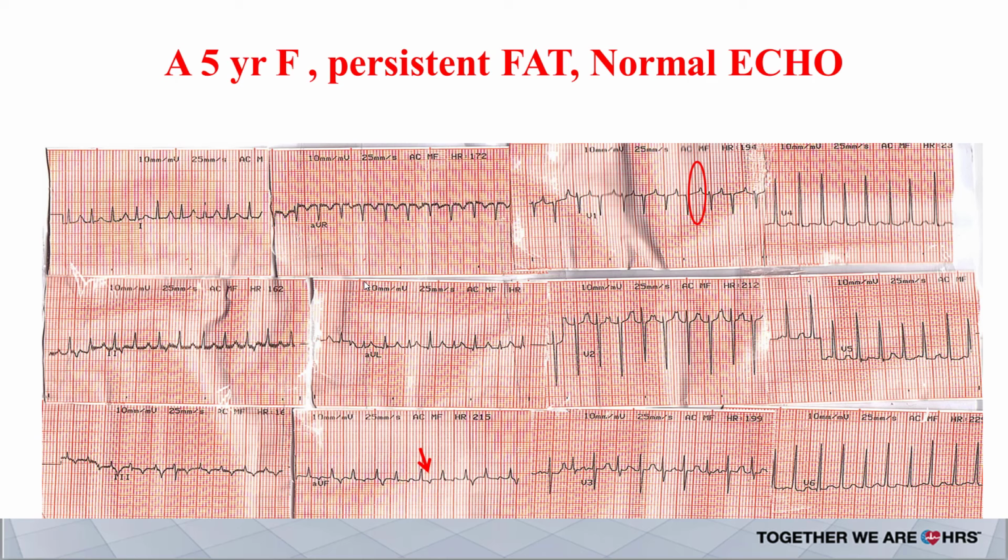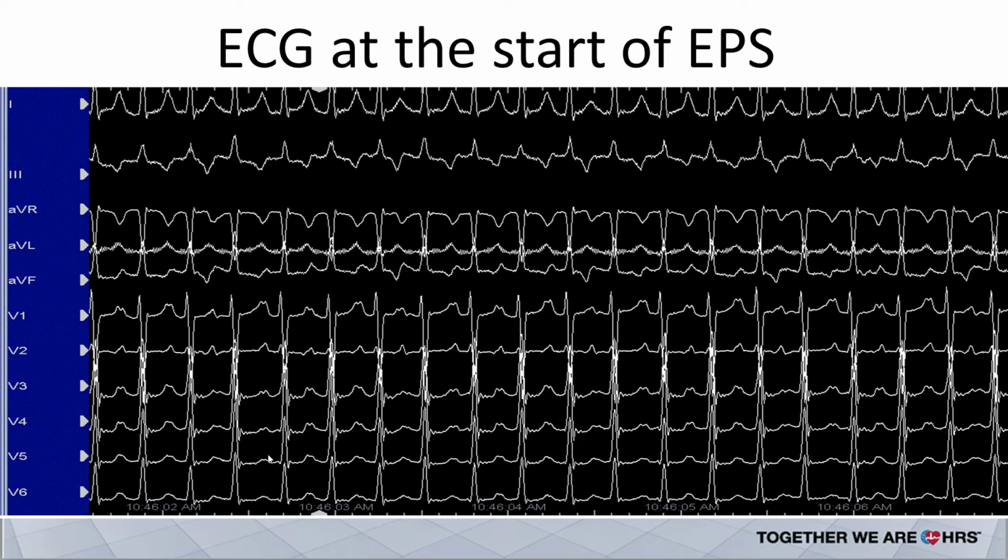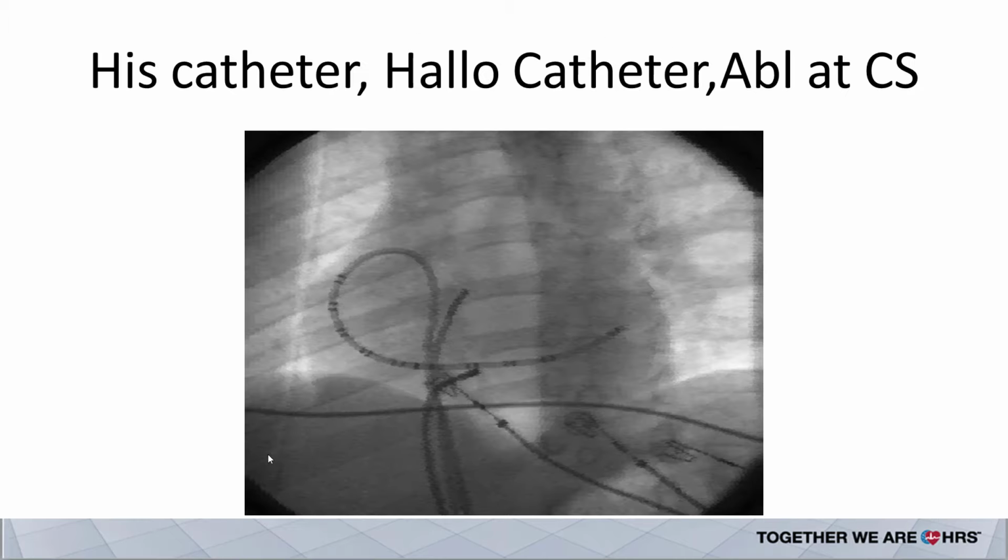This is another nice case of a 5-year-old female patient with persistent focal atrial tachycardia and normal echocardiogram. We can see, localizing here, V1 completely positive and negative P wave in the inferior leads. So this is positive V1 from the left side and negative in limb leads, inferior leads. This is from the left side and below. So this is the 12-lead ECG during the EP study.